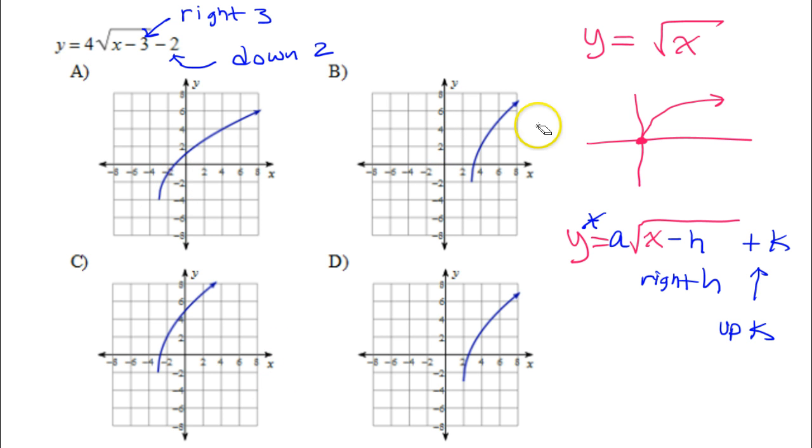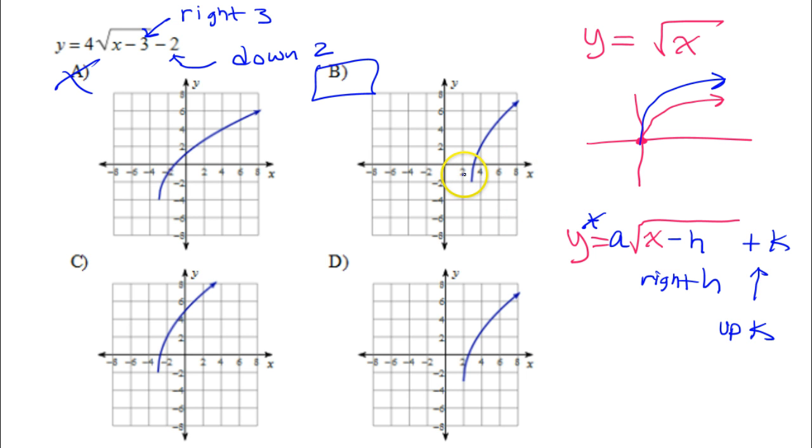This 4 in the front does mean that it is a vertical stretch, so it should be a taller than normal graph, but let's start with looking for graphs that go right 3, down 2. Well, this is left 3, down 4, so that's no good. Alright, right 3, down 2. I think the answer is going to be B, unless there's another graph that also is doing that.